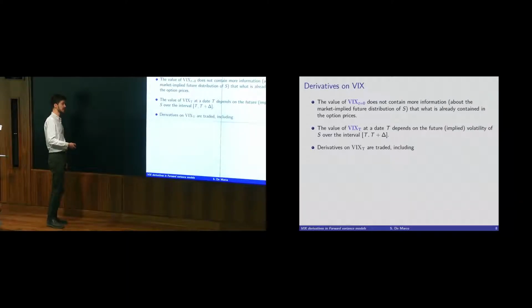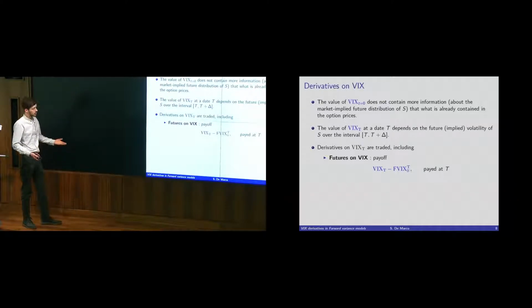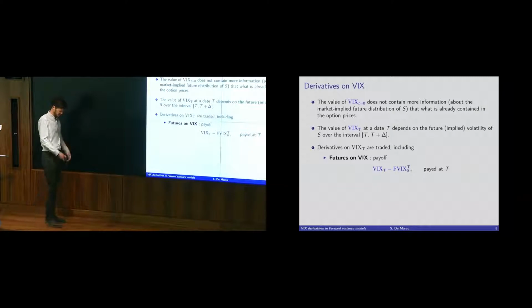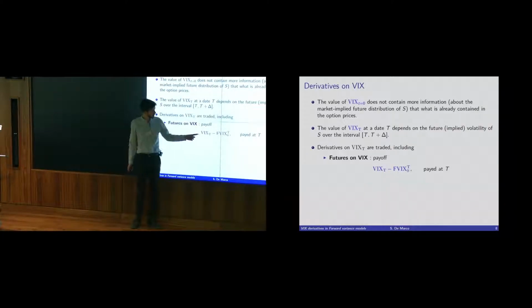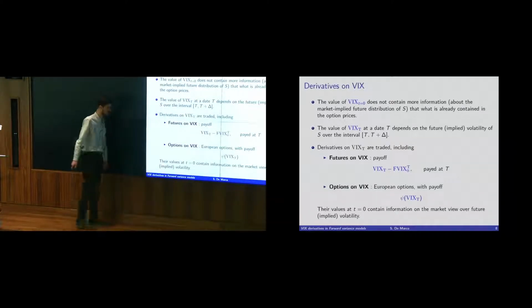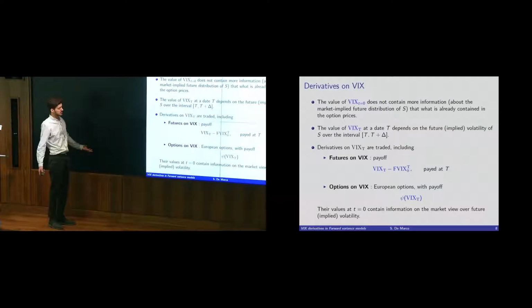And so these derivatives are traded, and they include as the essential objects futures on the VIX index. It's exactly a future as you know it. It's a contract that will give you VIX at a certain future date, if you pay against that a certain fixed amount. They call it FVIX, for future VIX, with maturity T. And then we have options on this object, European options, whose payoff is a function psi of the value that VIX will have at a future date.